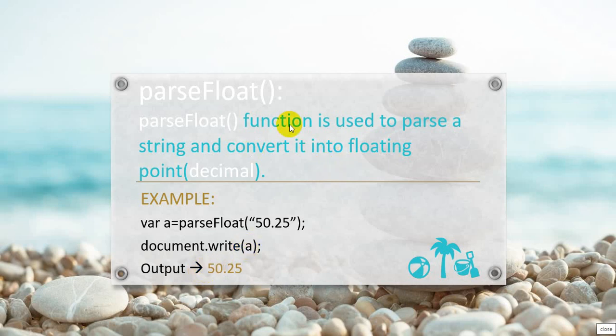The only thing you have to remember is that parseInt gives a whole value, it will accept a string and give a whole value, and parseFloat will give a decimal if it is in decimal. Okay, if the value is in decimal. And it will start from the first character. If the first character is not a number, it will give NaN as output, that is, not a number.